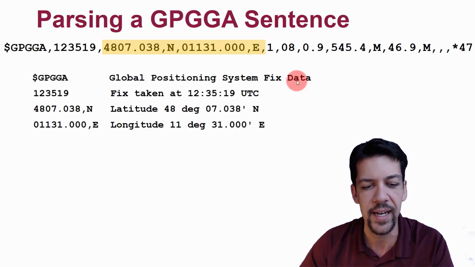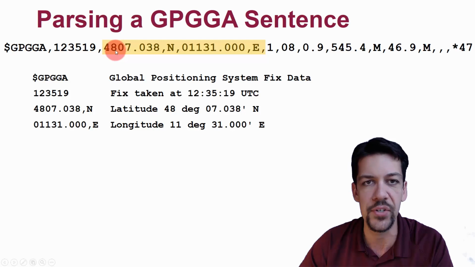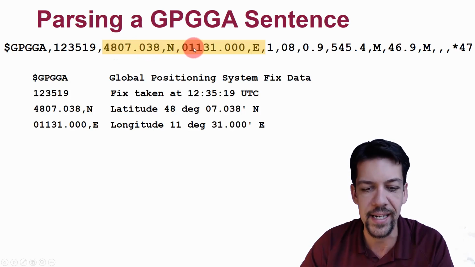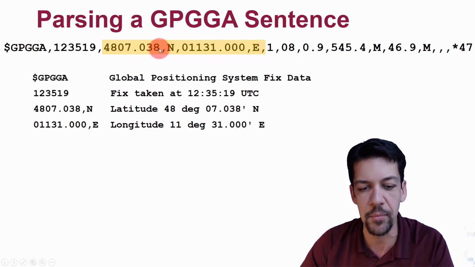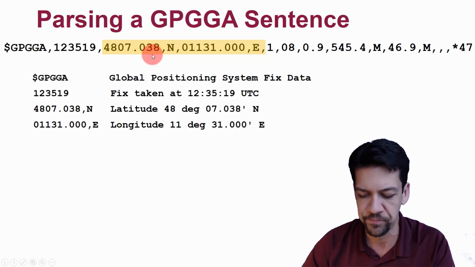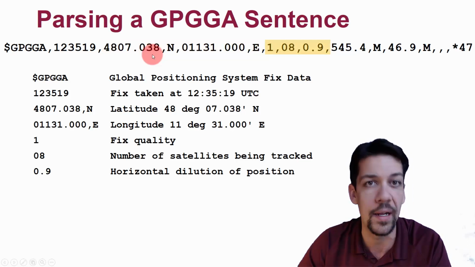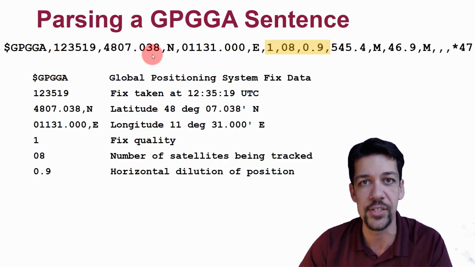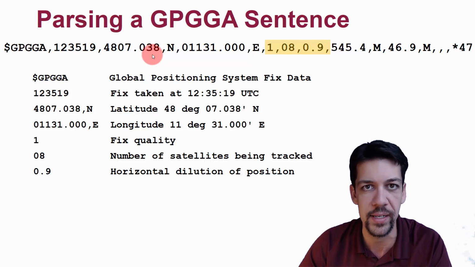So this next section, in this case the 4807, the first two or three digits always represent the degrees, and then the remaining digits are the minutes and decimal minutes of a latitude and longitude location. Next, we get the quality of the message. The first number here is the fix quality. If it's 0, there's no fix. If it's 1, it's a good fix. We have enough satellites that we can see and get a position location that's accurate.